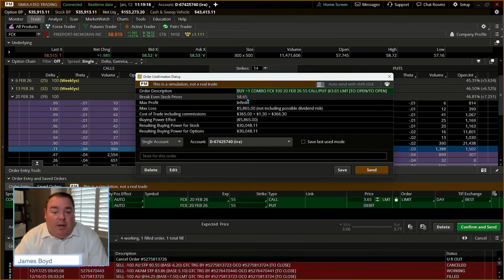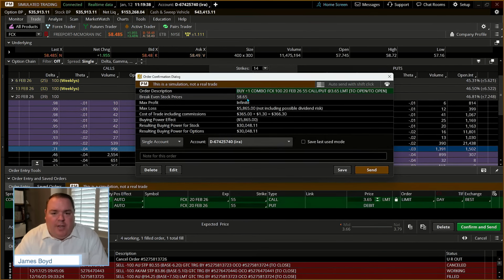Now, when you looked at the break even of the long call by itself, it was what, 60.35? But since we're selling the put together, it's actually 58.65. It's about $1.70 less. Why is that? Why is the break even less? Answer, it's because you're getting a credit from selling the put, okay?